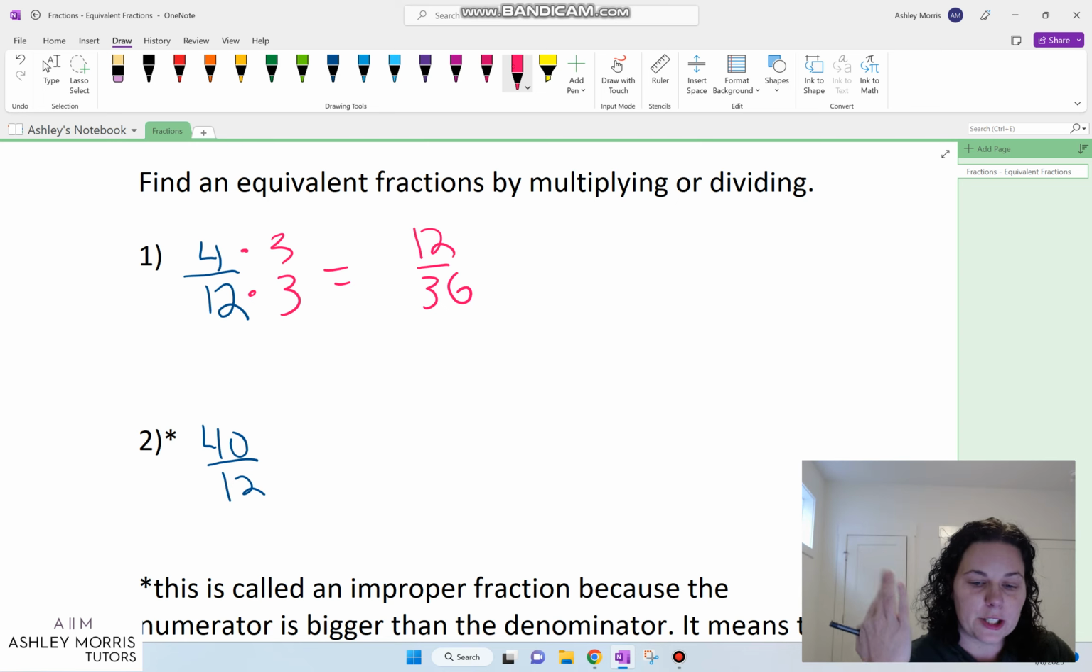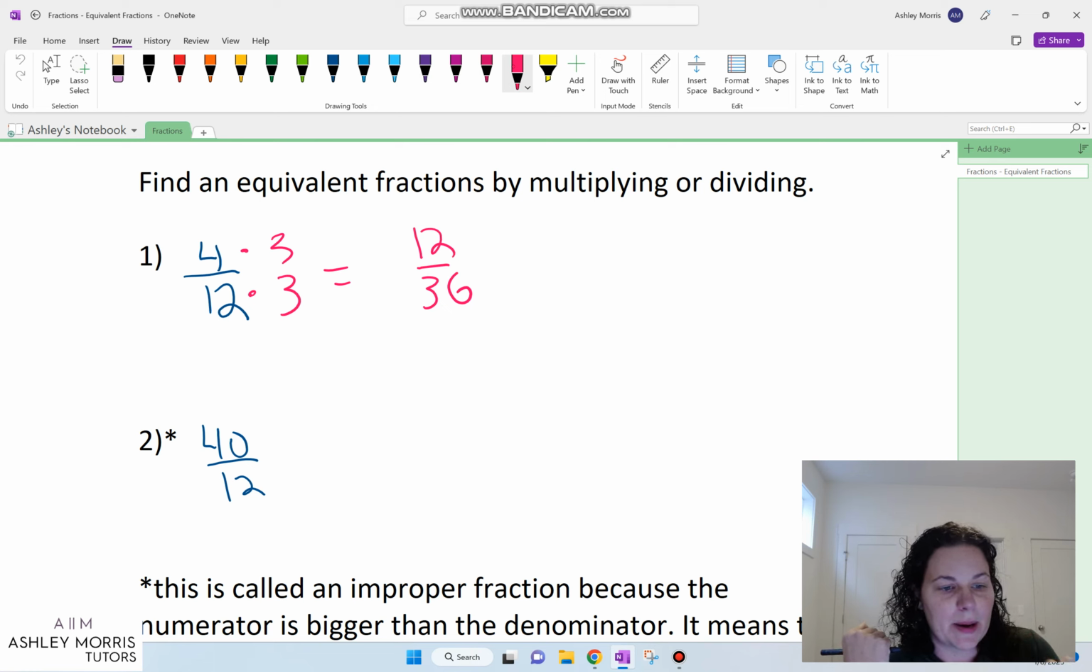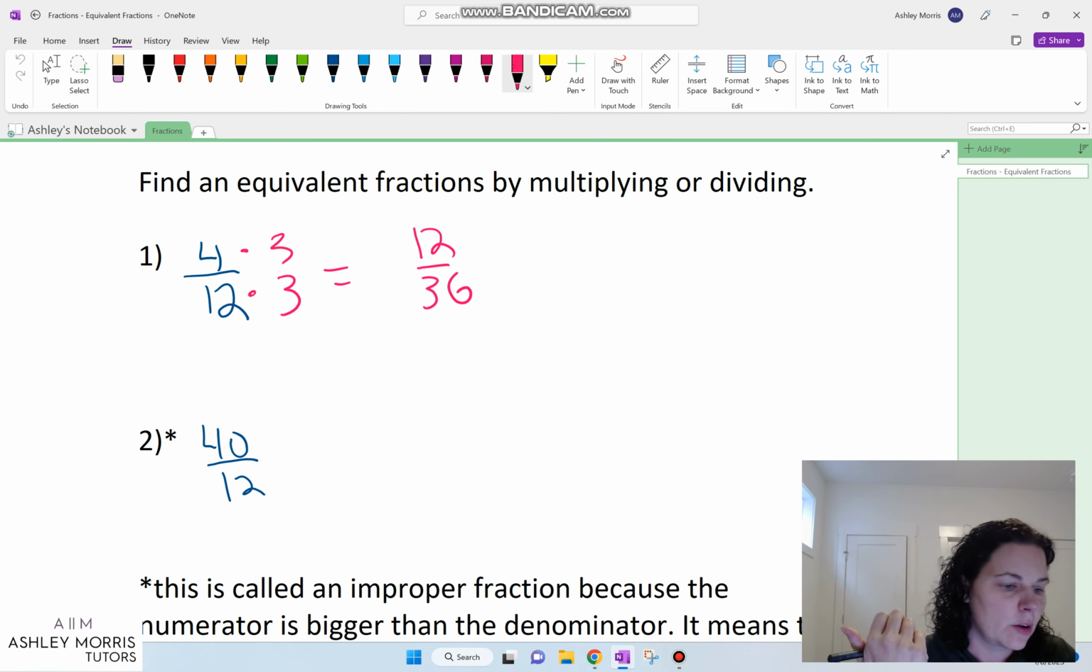Ta-da! There's an equivalent fraction. And if you take 4 divided by 3 and type that in your calculator, you'll get a decimal. 12 divided by 36, you'll get a decimal, and they will be the exact same decimal. So that's a way you can check yours.